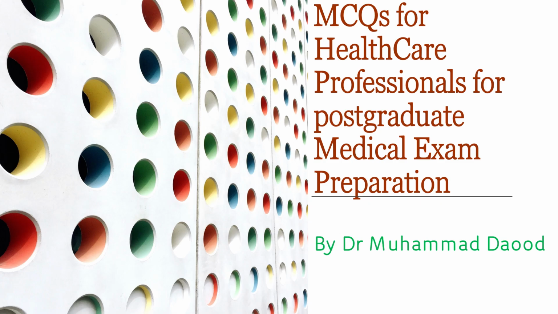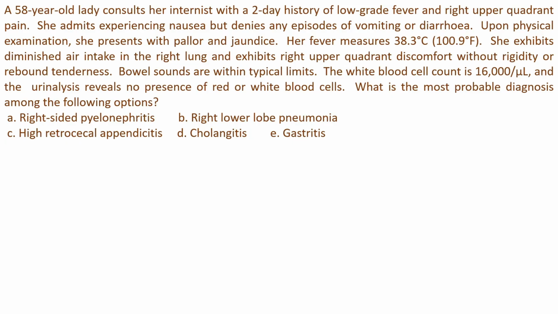Let's begin. A 58-year-old lady consults her internist with a 2-day history of low-grade fever and right upper quadrant pain. She admits experiencing nausea but denies any episodes of vomiting or diarrhea. Upon physical examination, she presents with pallor and jaundice. Her fever measures 38.3 degrees Celsius or 100.9 degrees Fahrenheit.